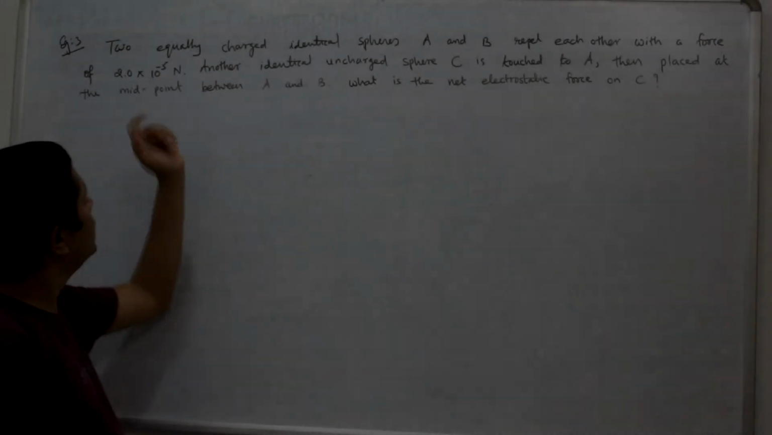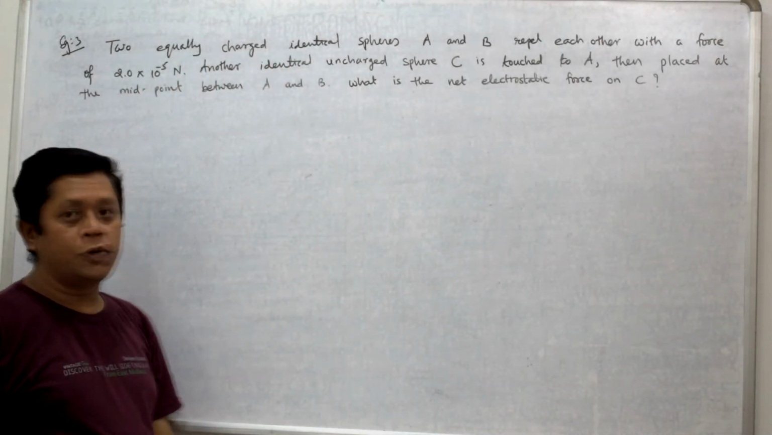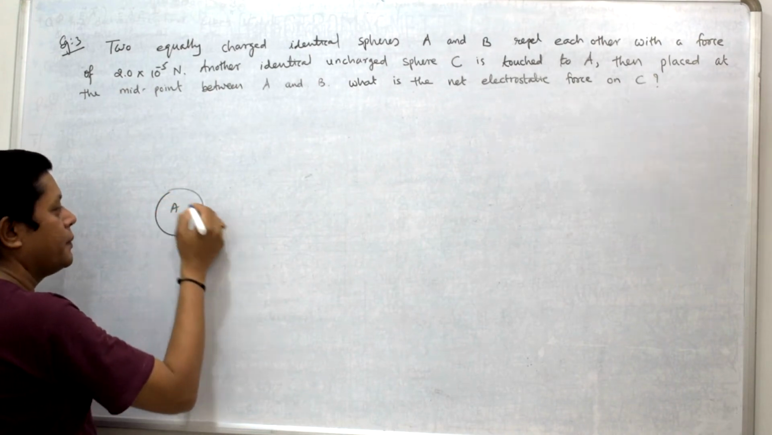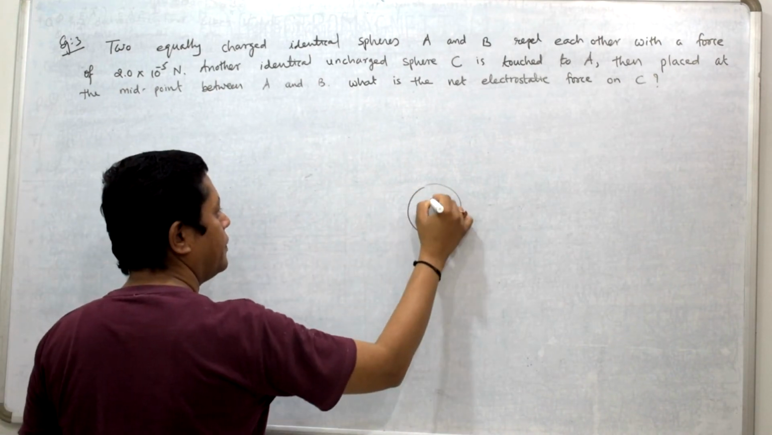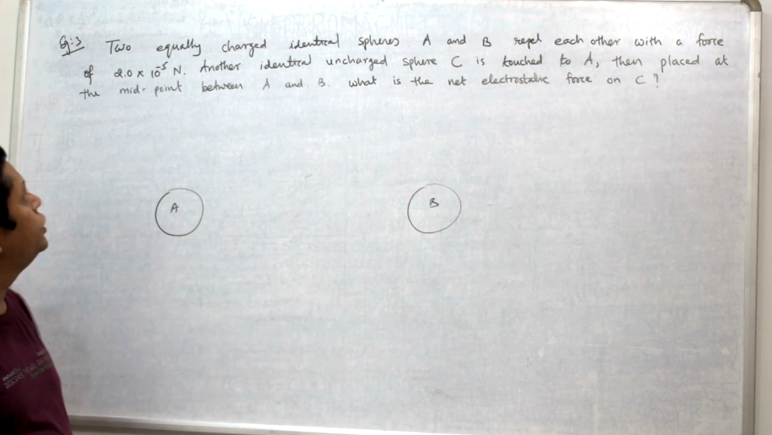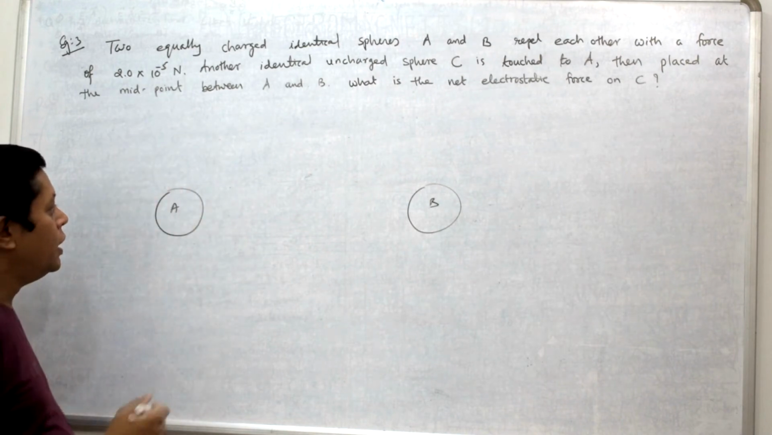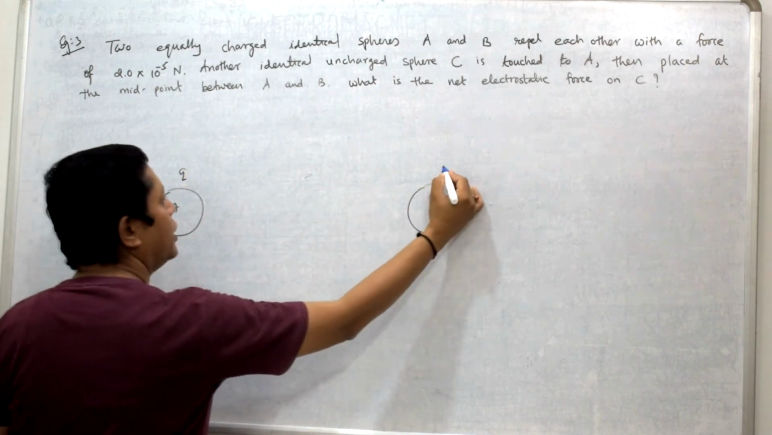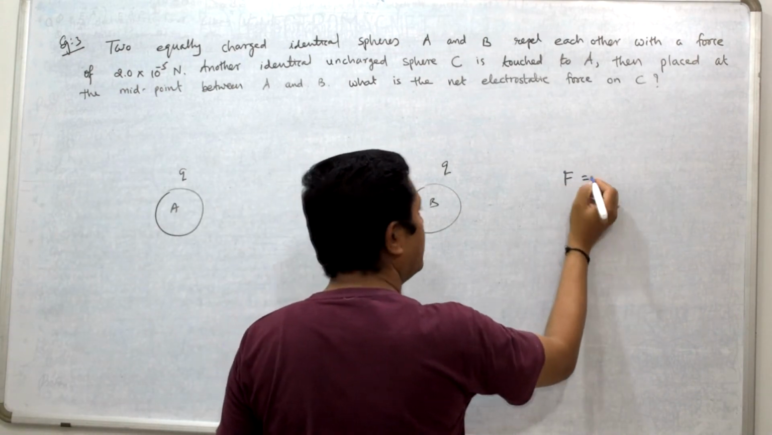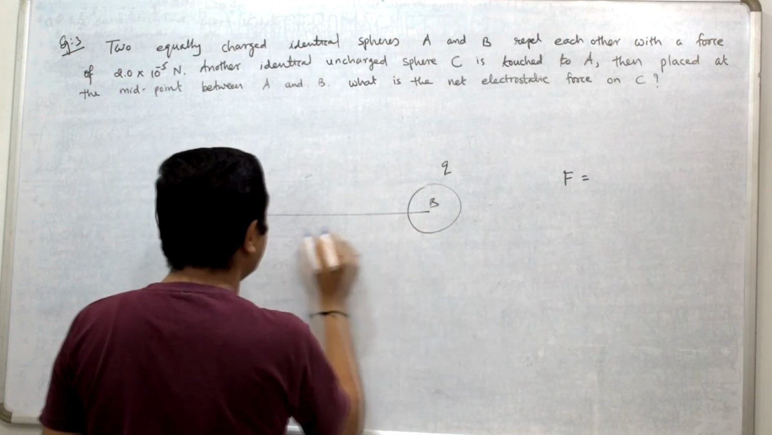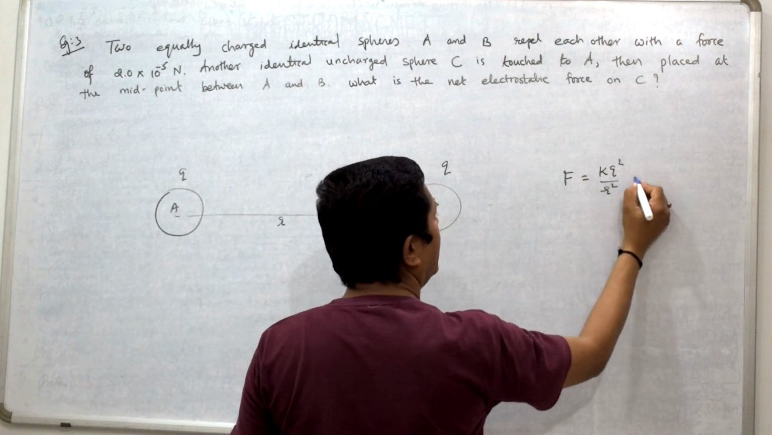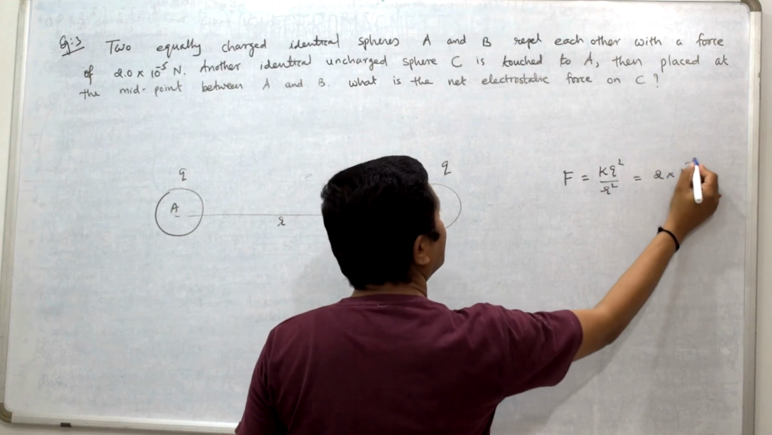Another question. Two equally charged identical spheres A and B repel each other with a force of 2 into 10 raised to minus 5 Newton. If they repel, it means the charge on both is equal, let's say Q, and the force F, if the separation between them is R, is kQ square by R square, which is equal to 2 into 10 raised to minus 5 Newton.